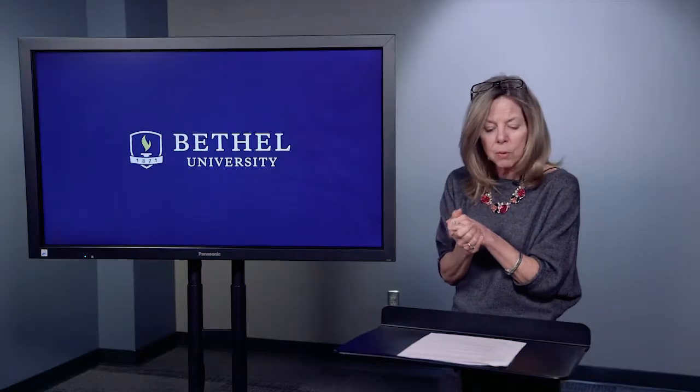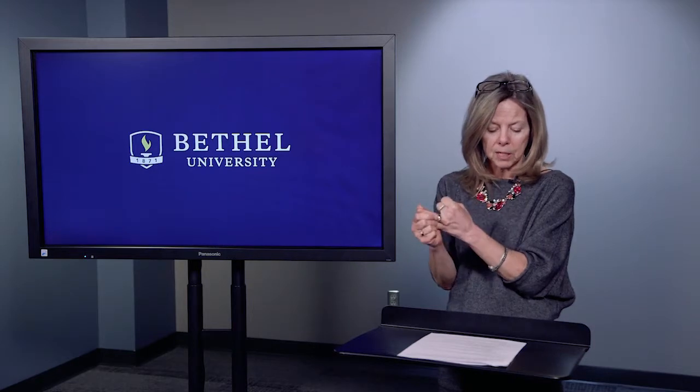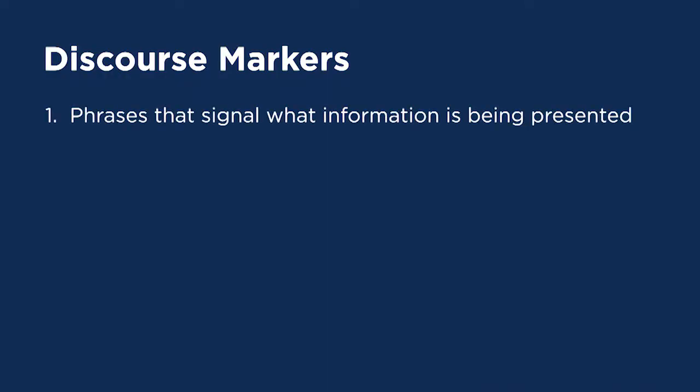Okay. So now we've talked about, with academic language, the importance of vocabulary, presentation, genres. The next thing we're going to go to is discourse markers. And you may say, what in the world is a discourse marker? A discourse marker is a phrase that signals what information is being presented.